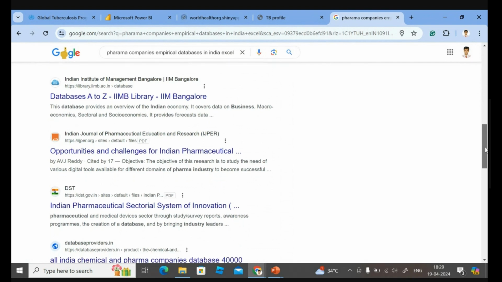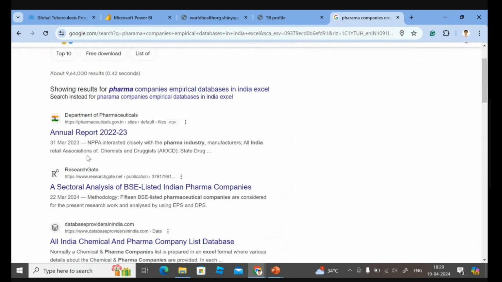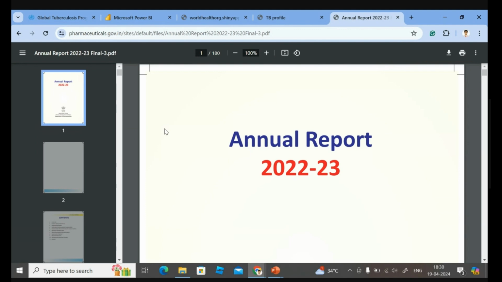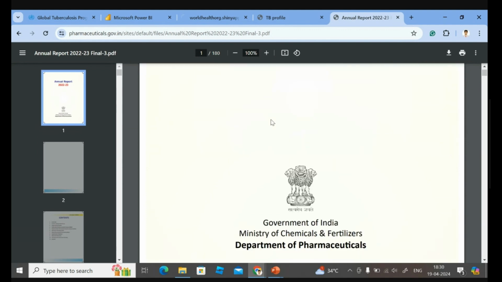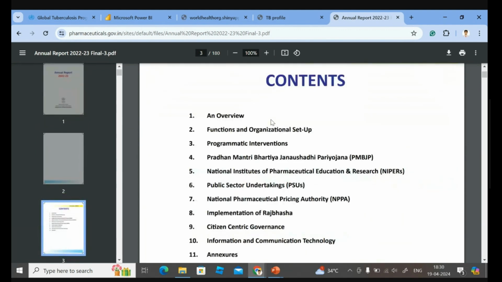Many of them are leading to this thing. So let me just go to this. So you have to extract from the annual report. Annual reports are rich sources of data. You can go back and look into it.